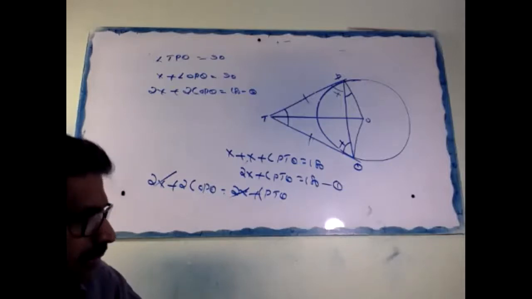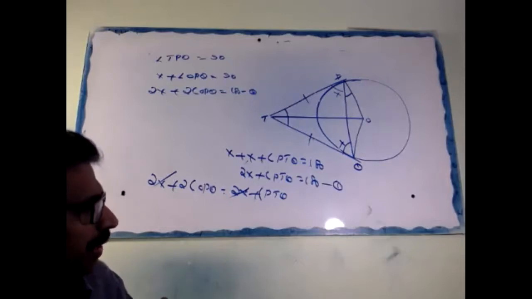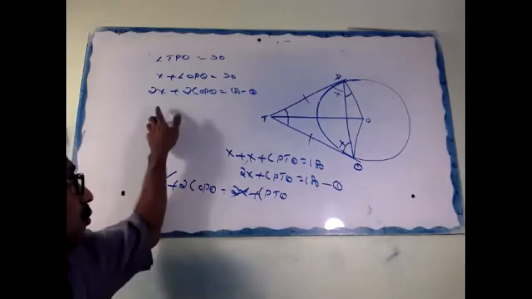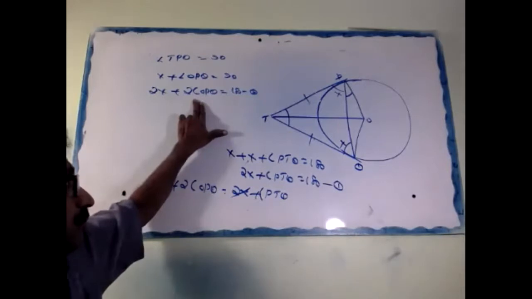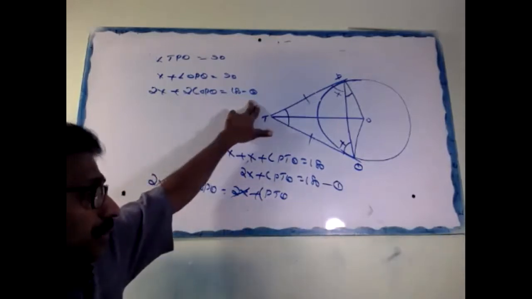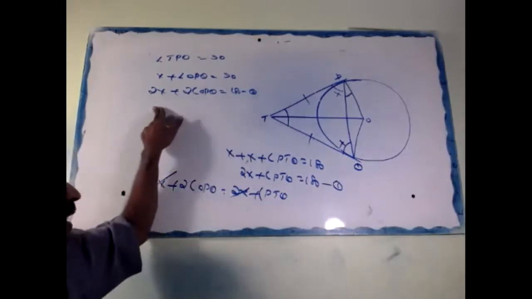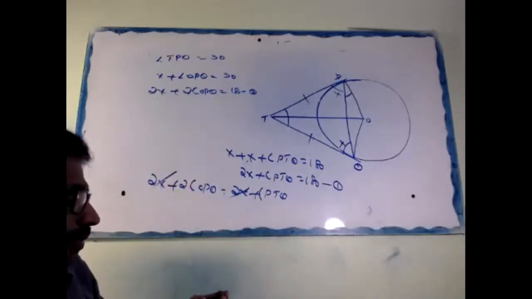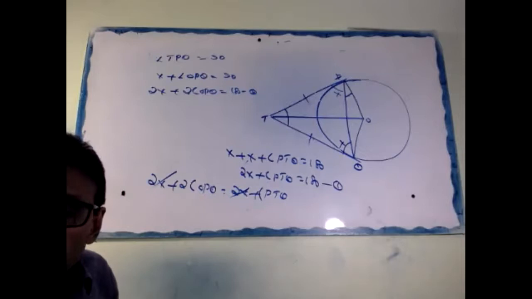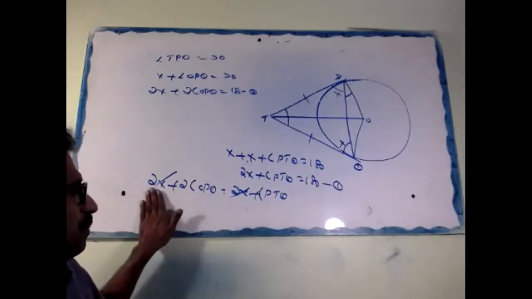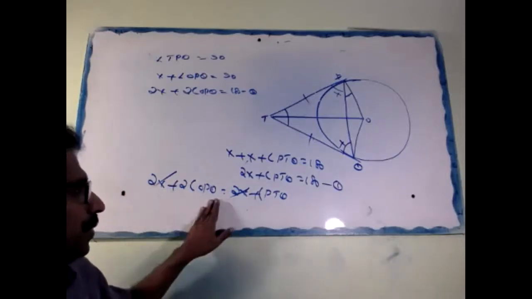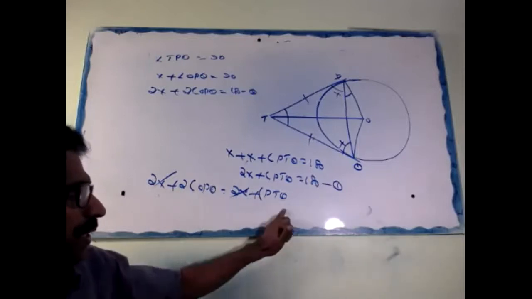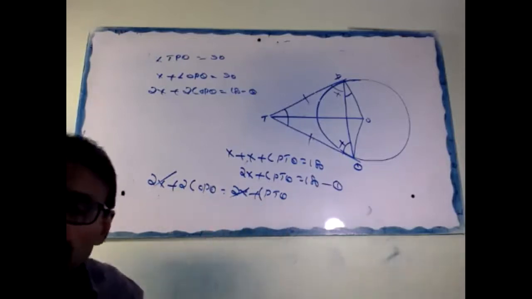Then we want 2 times OPQ. So 2x plus 2 times OPQ equal to 180. Number 2. From 1 and 2, we get 2x plus 2 times OPQ equal to 2x plus PTQ. 2x cancel, we got the answer.